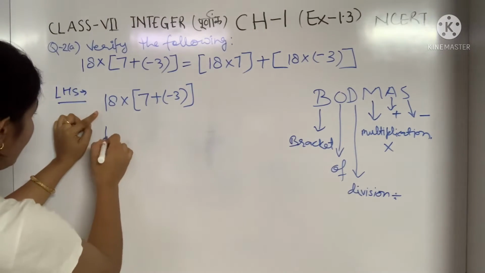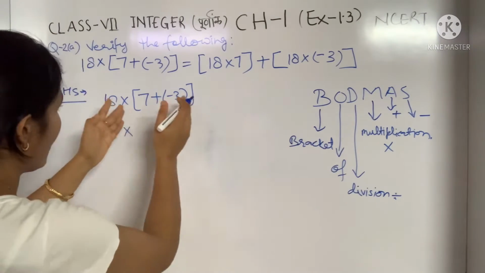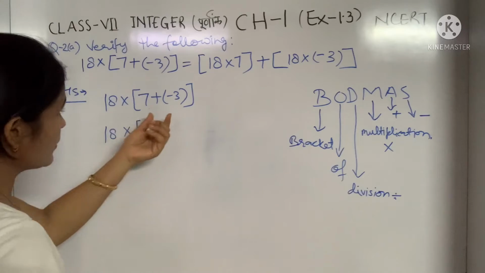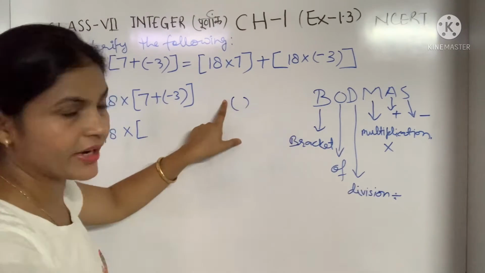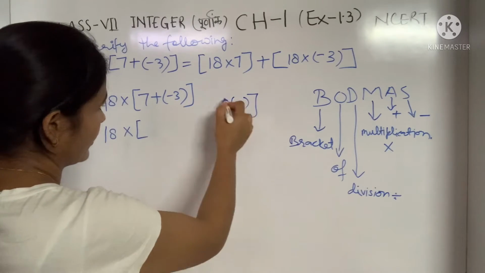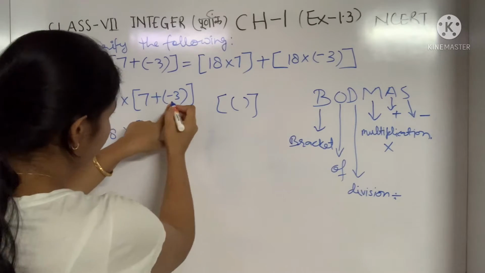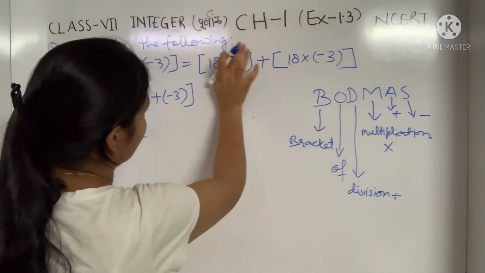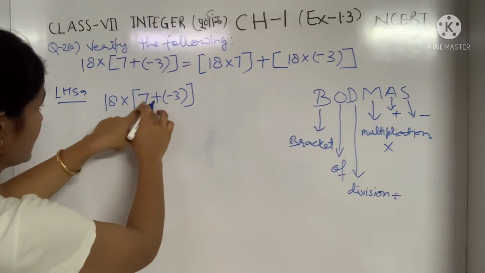So 18, as it is a multiplication sign, first we have to solve this bracket. How can we solve this bracket? First we solve the small bracket, this sign, this is called a small bracket. After that this bracket. This bracket has minus 3 plus 7, so plus minus 3 plus 7.